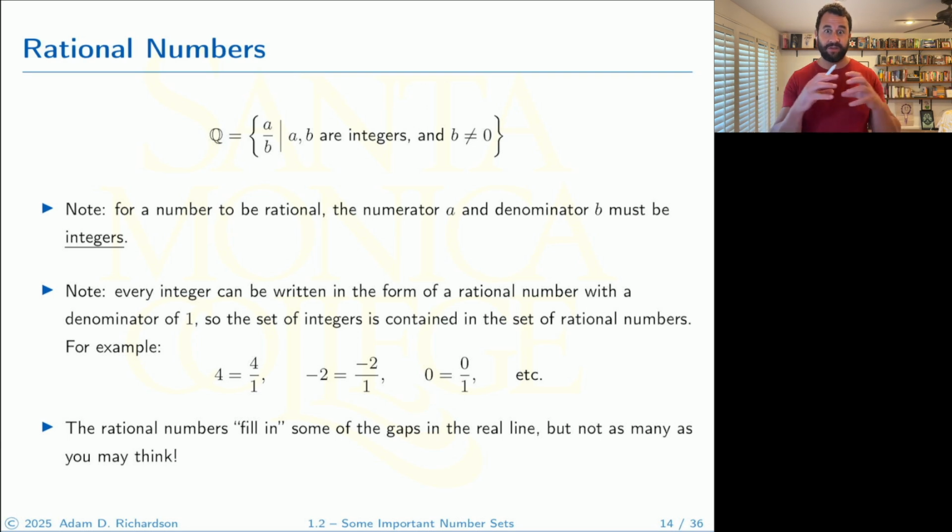So there's like a containment going on, right? One set is inside of another set's inside of that one, and it goes on, right? So in some sense, the rational numbers are basically filling in some of the gaps in the real line, but not as many of the gaps as you might think.